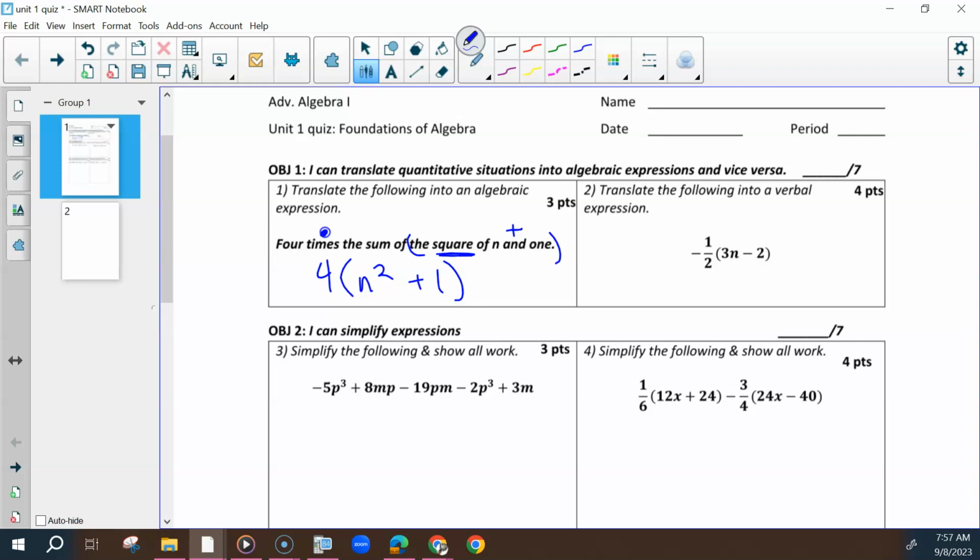Some of us put the square with a 1. Again, be careful. So the 3 points here were, did you show that there was multiplication, that the multiplication went to everything, that there was a square, that there was a plus in the right order? Questions on that one?